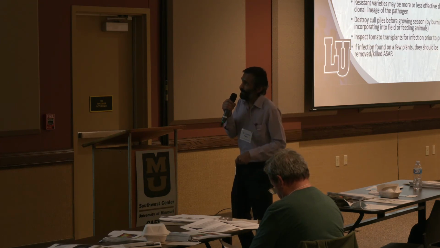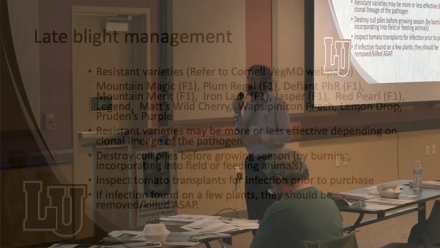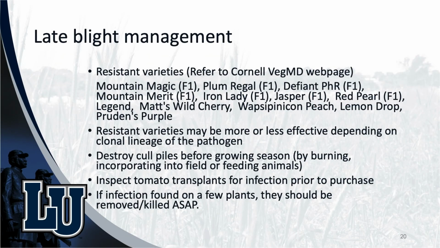So how do you manage? The very first thing is to try to get the resistant varieties. And there are plenty of resistant varieties available. You can refer to the Cornell WedgeMed web page.